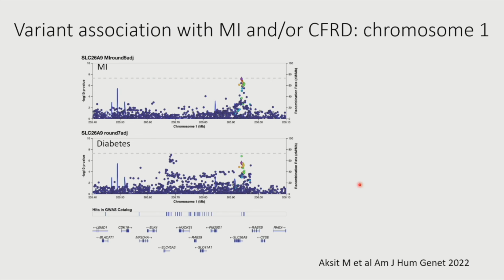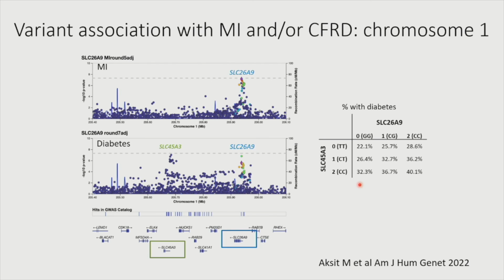What I'm showing here is now the loci that I mentioned, the 26A9 in common, and when we deep sequenced, we found another locus in this region. There's something else going on, more than just the 26A9. And when you link the variants together, you can see that when you put the two loci together, you can range from 22% affected with diabetes up to 40%. So there's more than one locus operating in this region on chromosome 1, the A9, and this A3 locus.